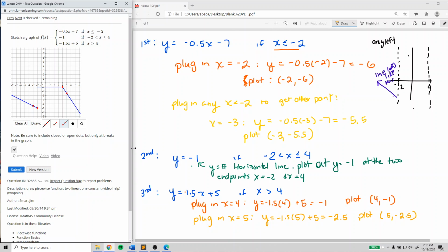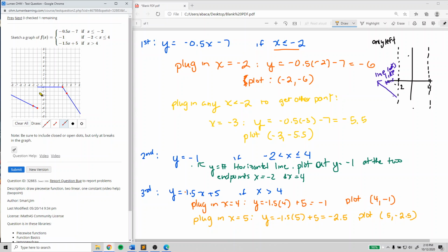Now the last thing to take care of is open and closed circles, where you have breaks in the graph. Right, so that's very important. Only breaks in the graph, meaning even though right here at x is 4, we switch from the second to the third line, there's not a break in the graph, so you will not put an open or closed circle there. We just need to do it here.